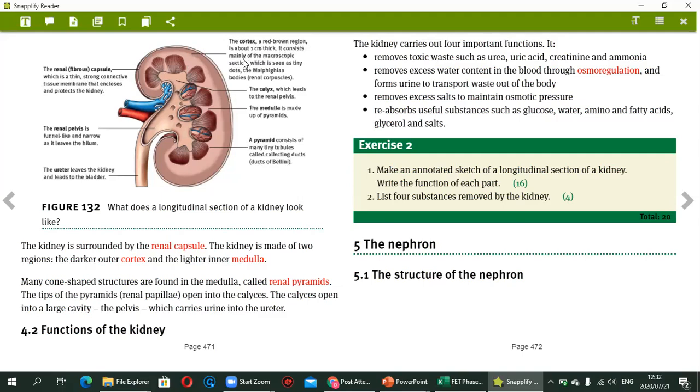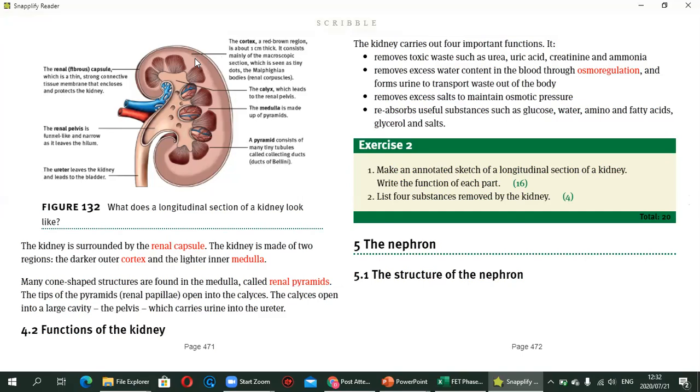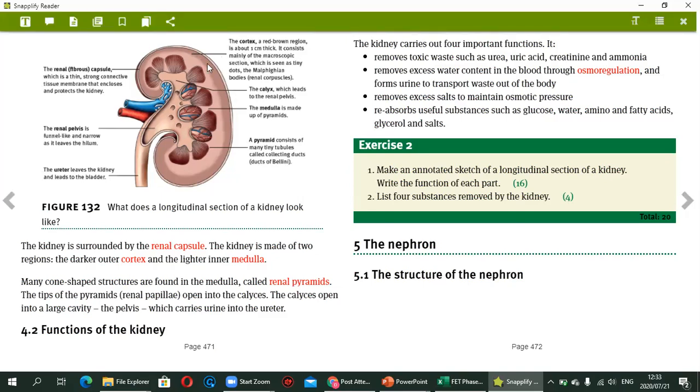It consists mainly of the macroscopic section, which is seen as tiny dots. The mammillary bodies, which are the renal corpuscles. Those ones there are found in the cortex. Remember, the cortex, and there are two structures in the kidney that we learned about, and how the glands play a role. We'll learn about that as well as we go along.